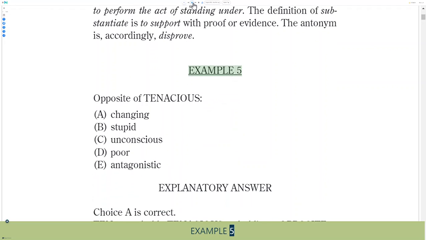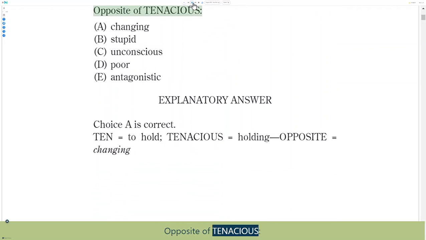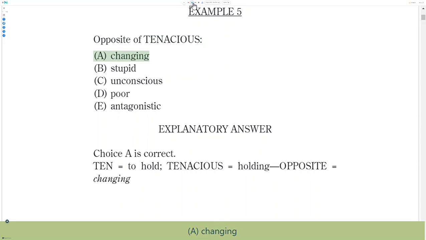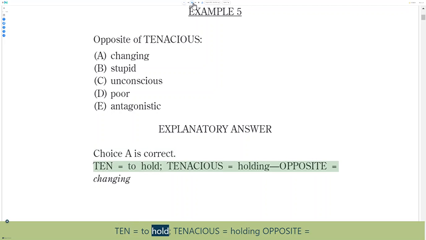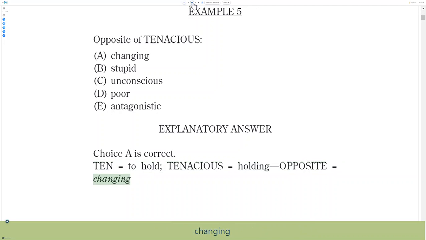Example 5. Opposite of tenacious. A. Changing. B. Stupid. C. Unconscious. D. Poor. E. Antagonistic. Explanatory answer. Choice A is correct. Ten equals to hold, tenacious equals holding, opposite equals changing.